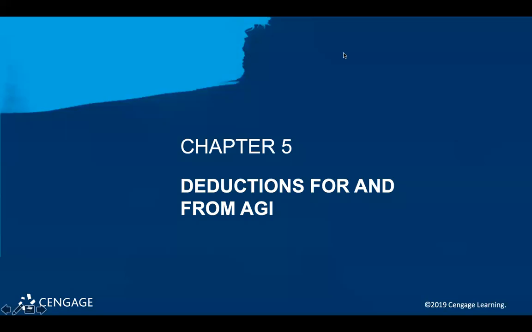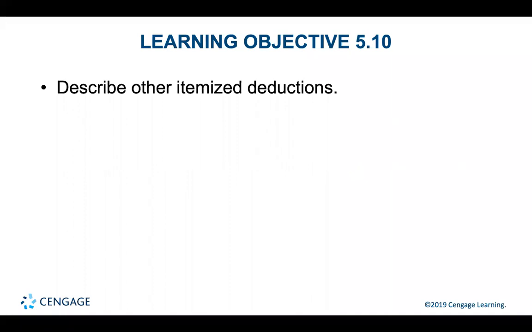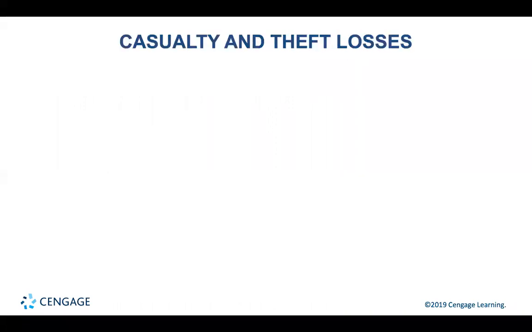Chapter 5, Deductions for and from AGI. In our final learning objective of the chapter, we will describe other itemized deductions, as well as significant changes that the TCJA made to these other itemized deductions. The first thing we want to discuss are casualty and theft losses. Taxpayers are allowed deductions for certain casualty and theft losses.